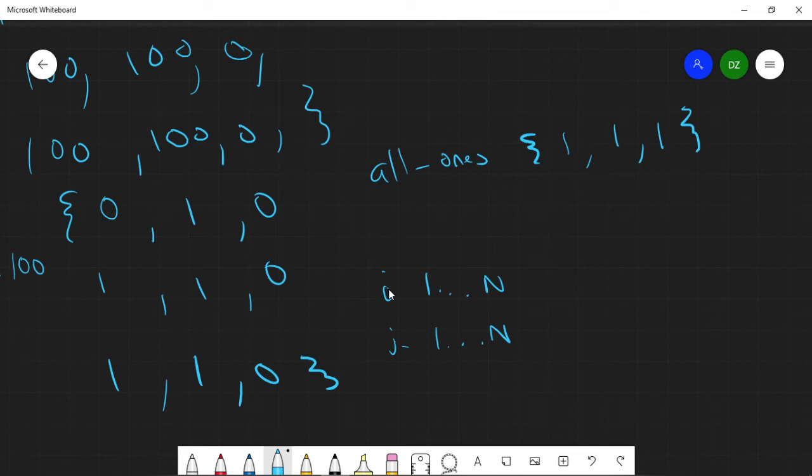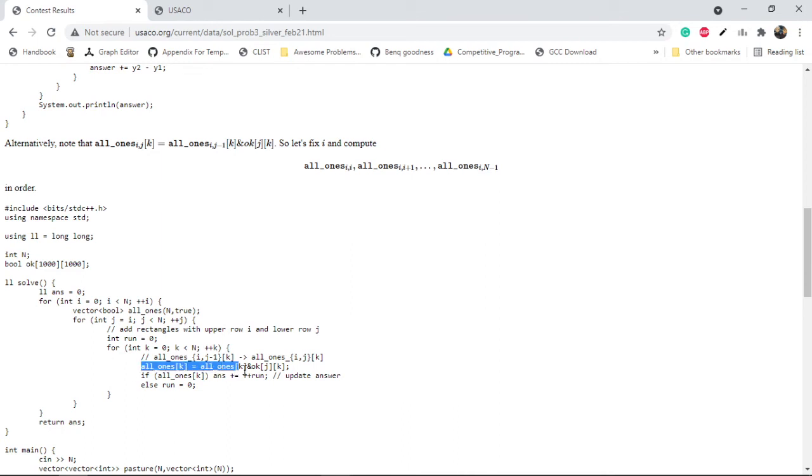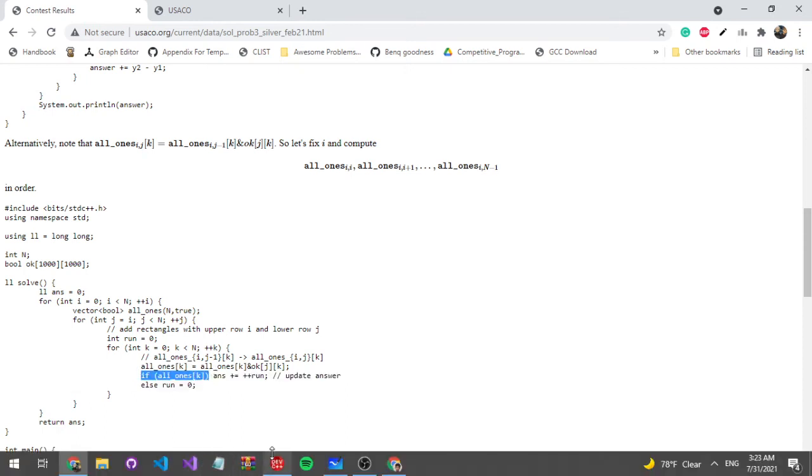So you'll loop through all of these, and you AND it all. At this first loop, all ones will change from this to 0, 1, 0. And then you'll do this to k. Yeah, if all ones[k]. Okay.